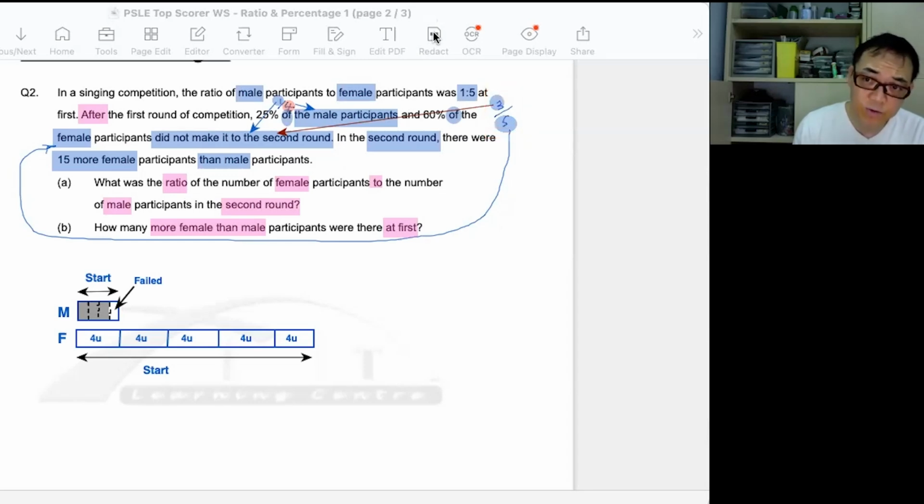Out of the 3/5, we already decided that 5 is the number of female participants. How many boxes do you see here? Okay. So this represents all the female participants. Of this 5, 3 are those who did not make it to the second round. So how many made it to the second round?